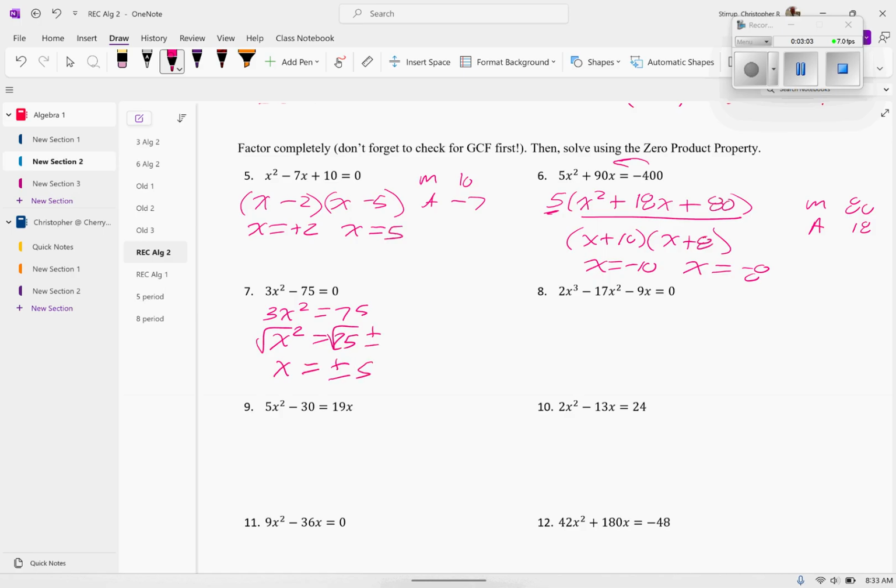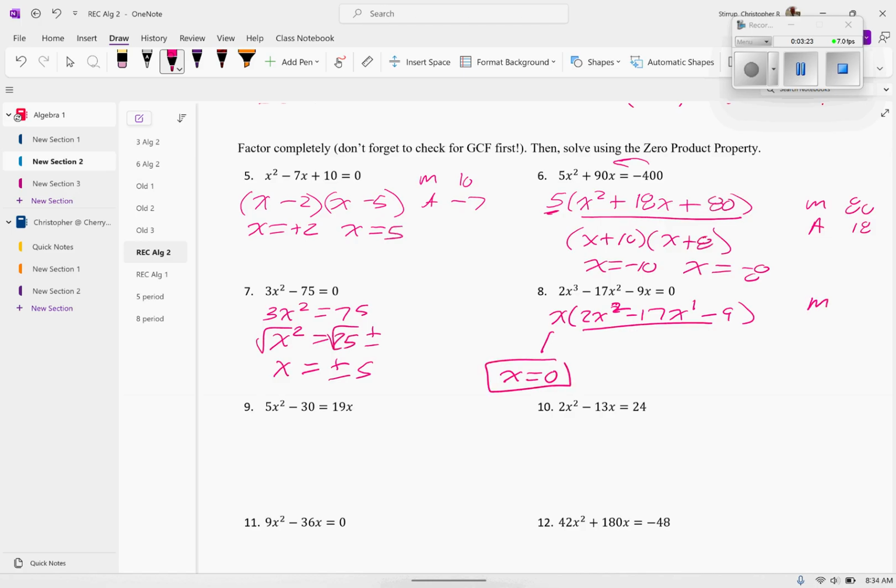For this particular problem, I could factor an x out of everything, and then it's going to leave me 2x squared minus 17x minus 9. So this is going to get me x equals 0. So there's our first answer. And then we're going to factor this. What two numbers multiply to give me negative 18?